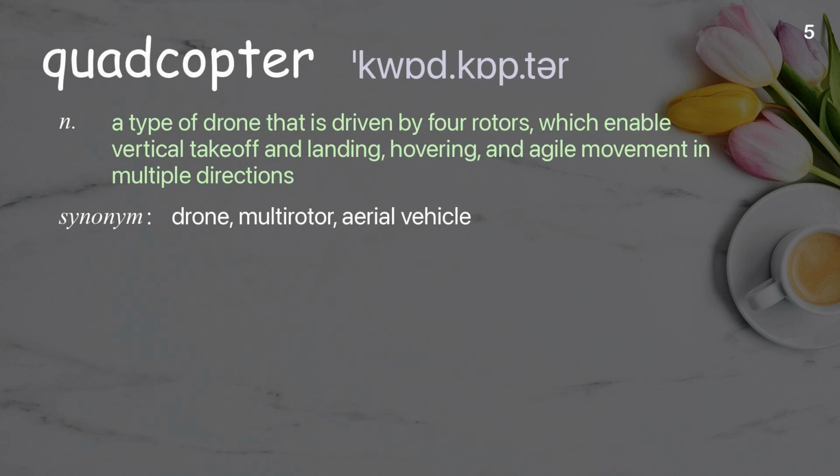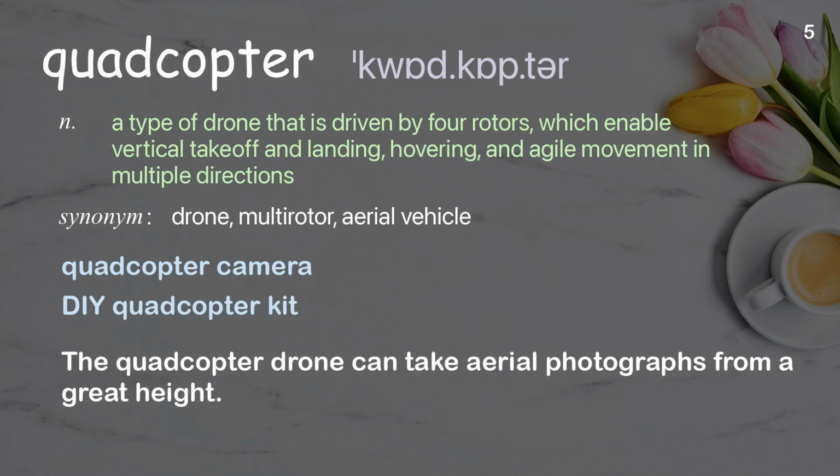Quadcopter. A type of drone that is driven by 4 rotors, which enable vertical takeoff and landing, hovering, and agile movement in multiple directions. Examples: Quadcopter camera. DIY quadcopter kit. The quadcopter drone can take aerial photographs from a great height.